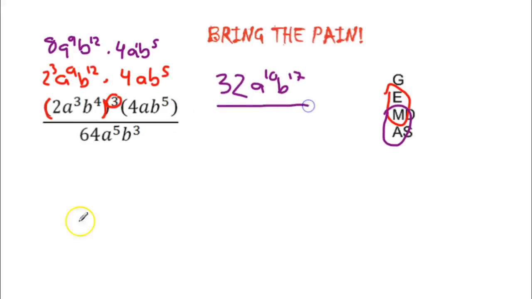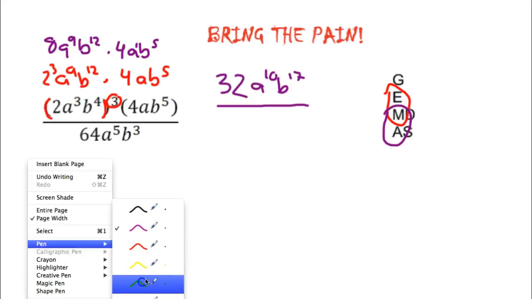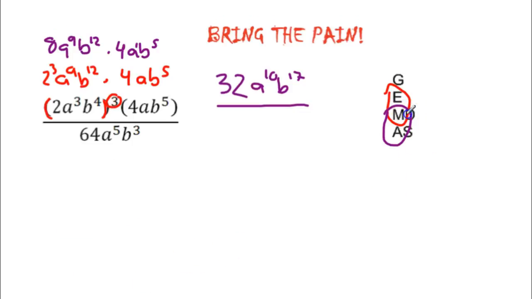What should I do next? How about divide? Right, I didn't divide anything yet. So I'm going to write the bottom, 64, a to the 5th, b to the 3rd. That's divide and subtract. So remember that came from right there. This is the top part. So let me divide, and when I divide, I'm subtracting the exponents.